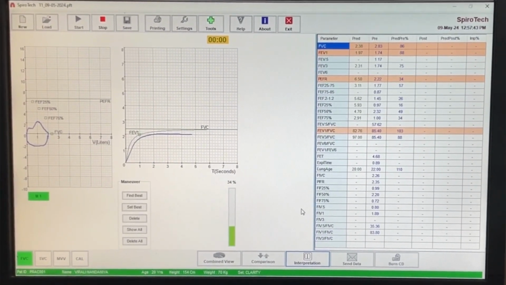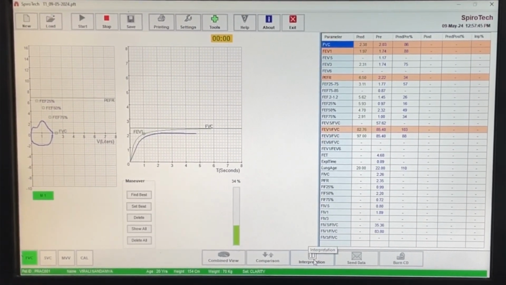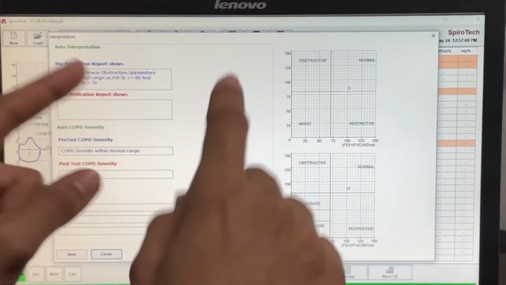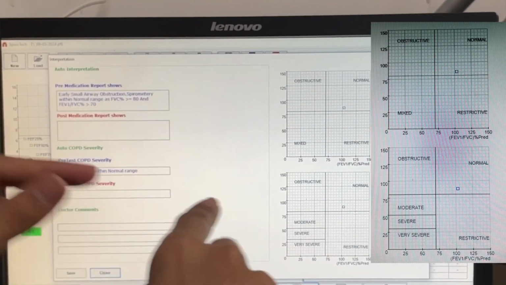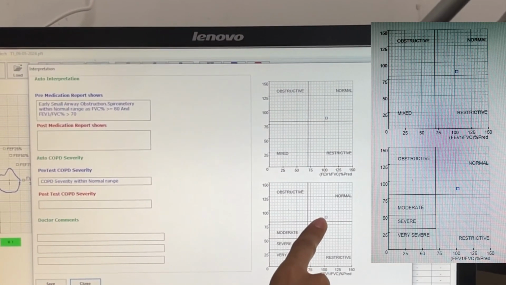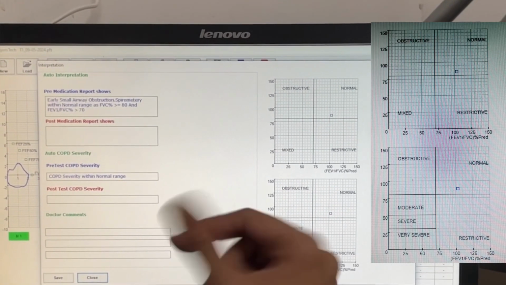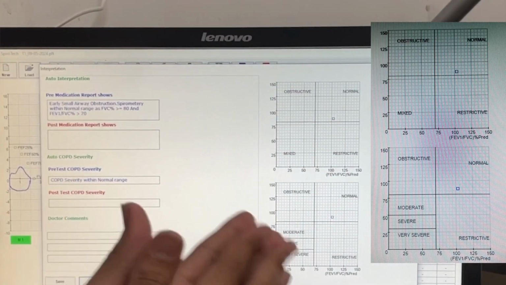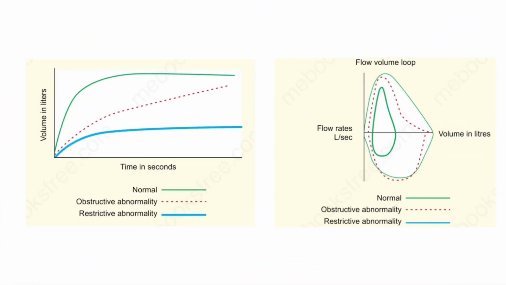So now we are going to see the interpretation for this. For seeing the interpretation, we will click over here and we will get the chart, the two graphs, which show that the patient lies under the normal condition. You see this dot, it shows that the person lies under the normal condition. The patient does not have any kind of obstructive or restrictive lung disorder. In both of these graphs, the green line indicates that the patient is normal. The red dotted line indicates that the patient has an obstructive disorder, and the blue line indicates that the patient has a restrictive disorder.